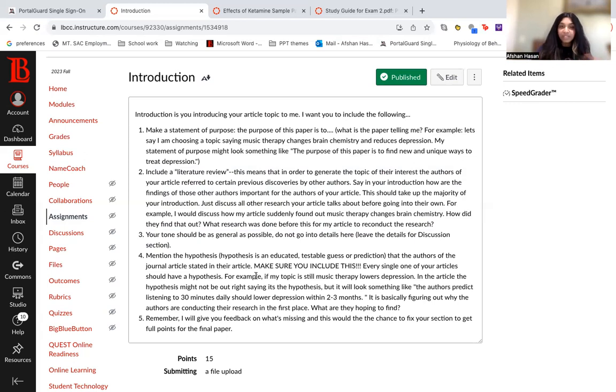So just remember, those are the 3 things you have to have in your introduction: a statement of purpose, literature review, and hypothesis. And I will be looking for all 3 of those, right? Each of those is 5 points. Statement of purpose, 5 points. Literature review, 5 points. Hypothesis, 5 points. You have to have all of them. That's what makes up your 15 points.